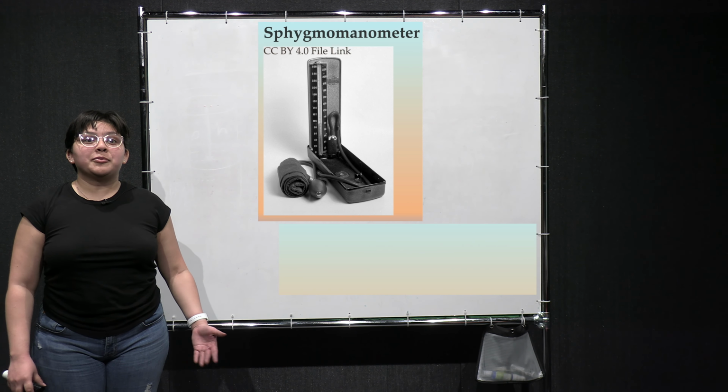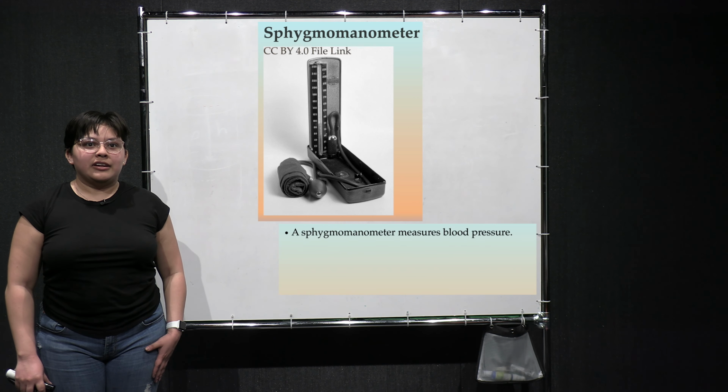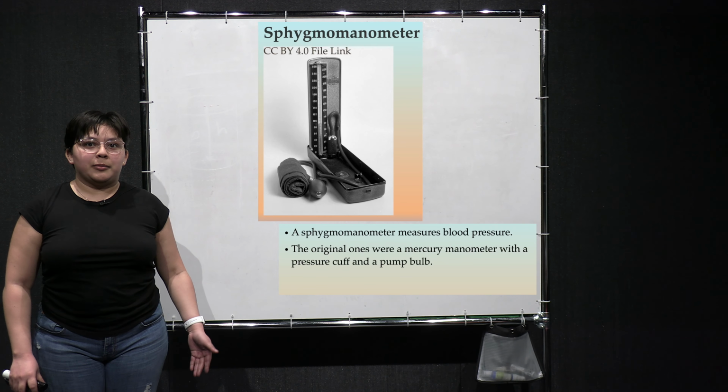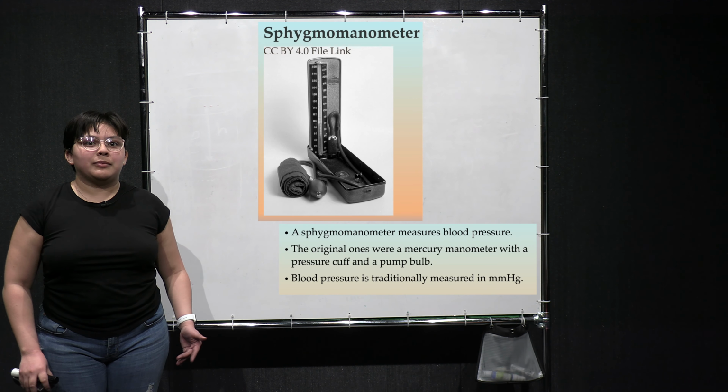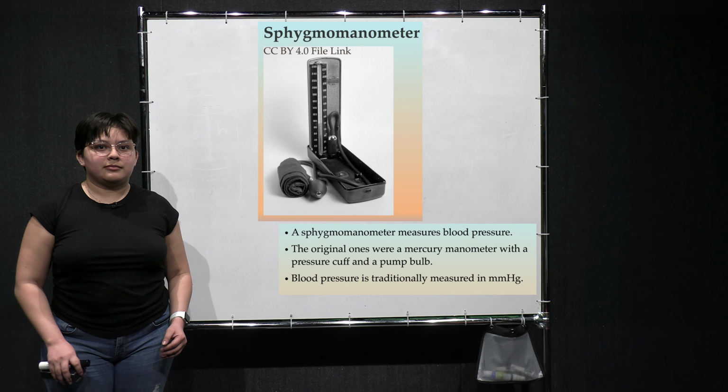What does a sphygmomanometer measure? No idea. No clue. Not sure. No bloody idea. A sphygmomanometer measures blood pressure. The original ones were a mercury manometer with a pressure cuff and a pump bulb. Blood pressure is traditionally measured in millimeters of mercury.